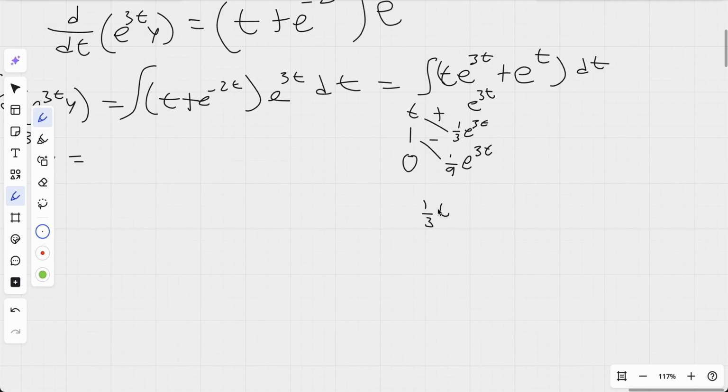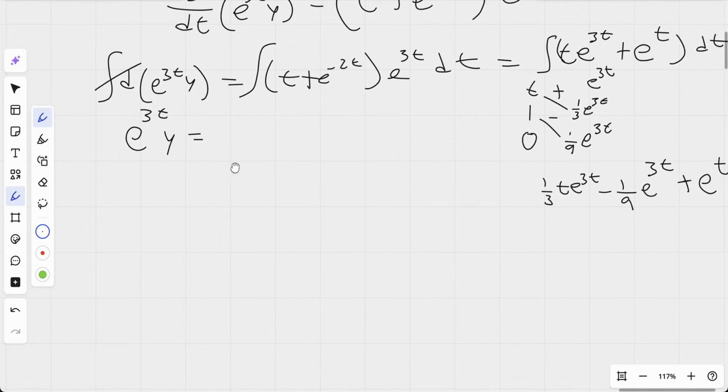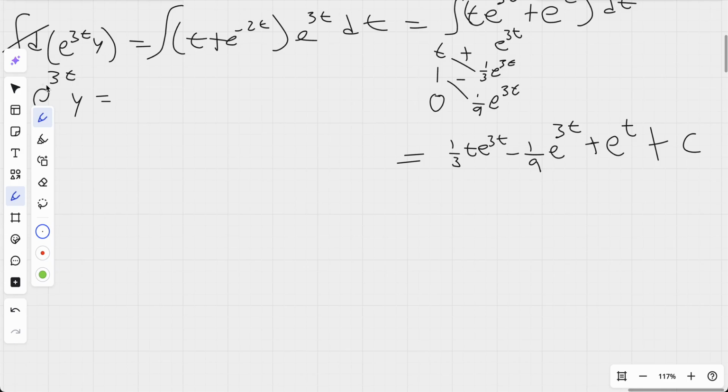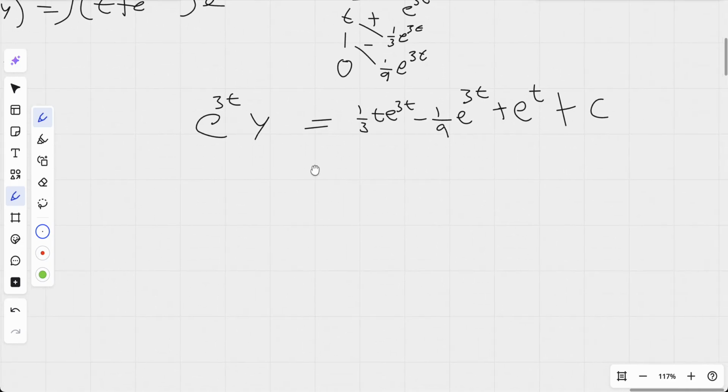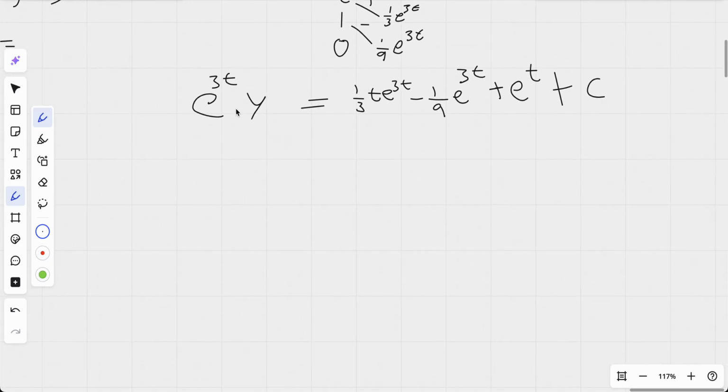So we get 1/3 t e to the 3t, and then a minus, so minus 1/9 e to the 3t, and then this just stays plus e to the t. And then there's also a plus c, because we are integrating without any bounds. Once we have this side, it is equal to e to the 3t times y. To solve for y, all we need to do is divide by e to the 3t.